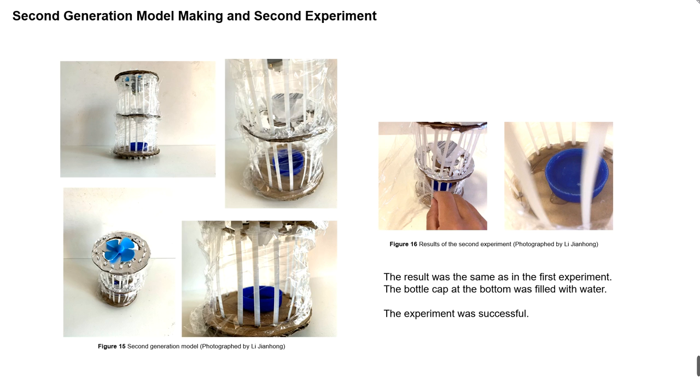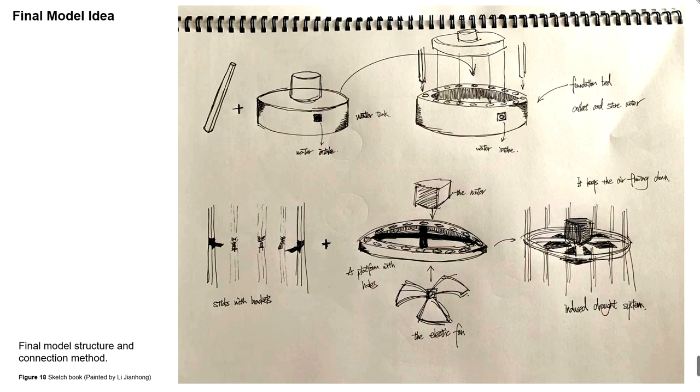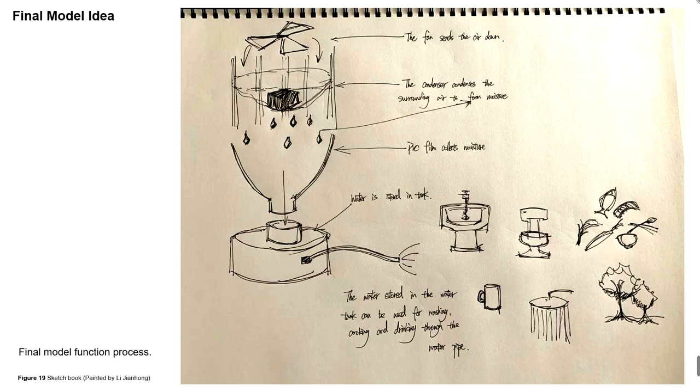Then I started the second generation model making and the second experiment. After 2 model makings and experiments, I had an idea about the final model and recorded it in a sketchbook. What I want to make is a steady product that is easy to disassemble. The composition of all parts has only one purpose, and that is to generate water.